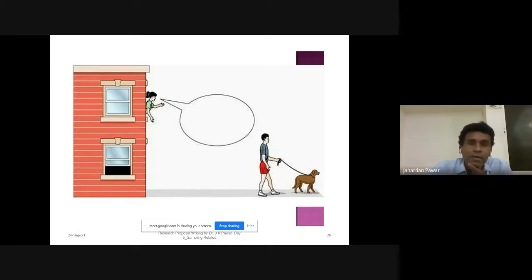Look at this, what that lady is contacting the sample. And this is called convenience sampling. And if you look at this, you can understand the concept of convenience.